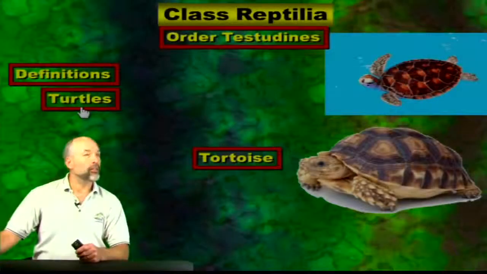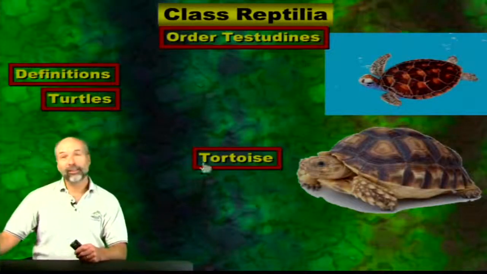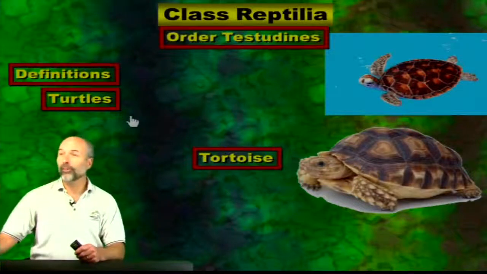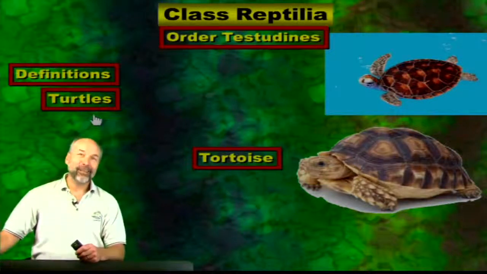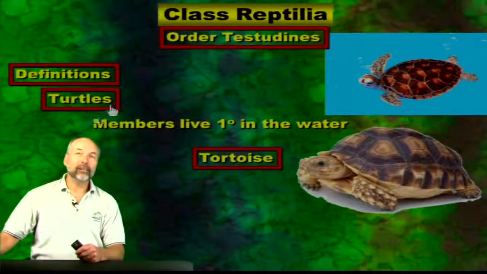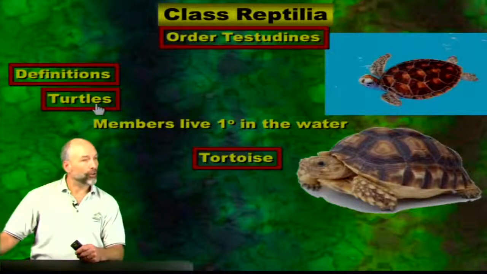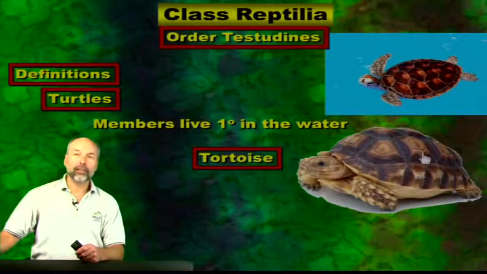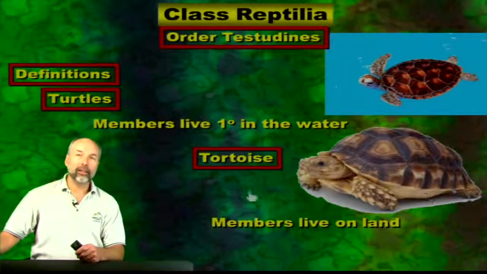Definition, there's actually a difference between turtles and tortoises. You didn't know that, now you do. It's kind of like what's the difference between a vegetable and a fruit. When we think of the whole idea of a turtle, it's going to be something that lives primarily in the water. So if it's aquatic, it's given the term turtle. If, on the other hand, it's going to be one that primarily lives on land, they are called tortoises.